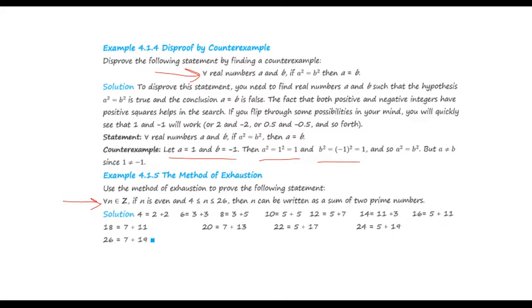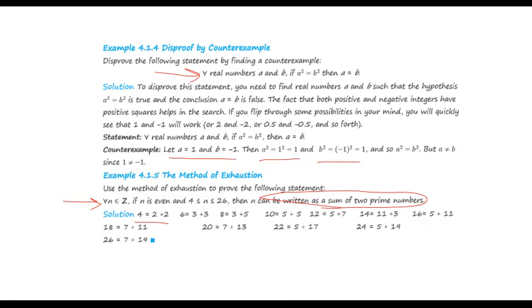In this case, we have many even integers that are greater than or equal to 4 and less than or equal to 26. We need to try all of them to see if they all satisfy this condition, which is they should be written as a sum of two prime numbers. So the solution would be 4 is equal to 2 plus 2, so that's correct for 4. 6 can be written as the summation of 3 and 3, which both are prime numbers, so that's true too. How about 8?